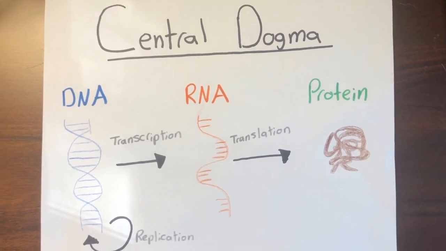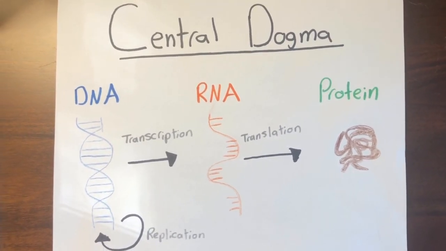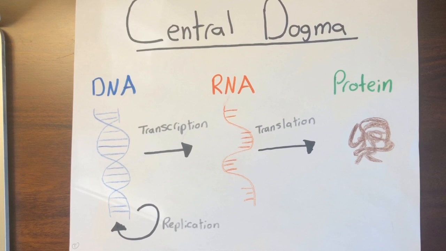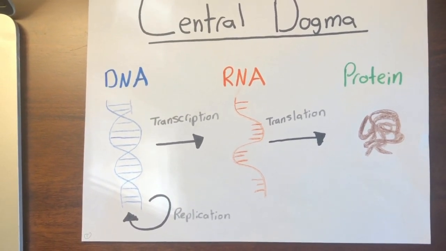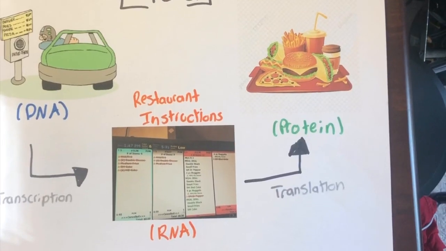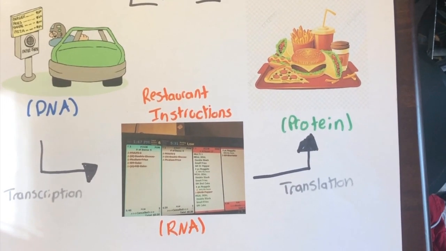Understanding of molecular biology is driven by the central dogma, which demonstrates how DNA, which can self-replicate, is transcribed into RNA that is then translated into functional protein. An ordinary task that is similar to this process is ordering fast food.